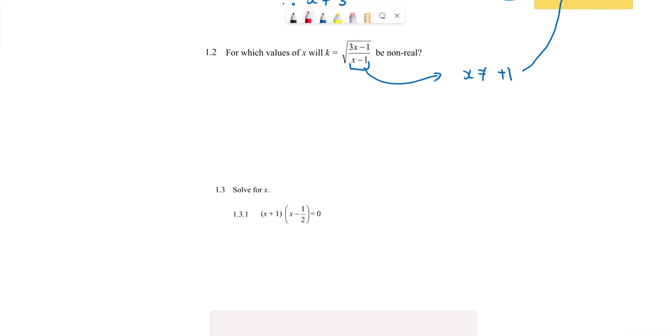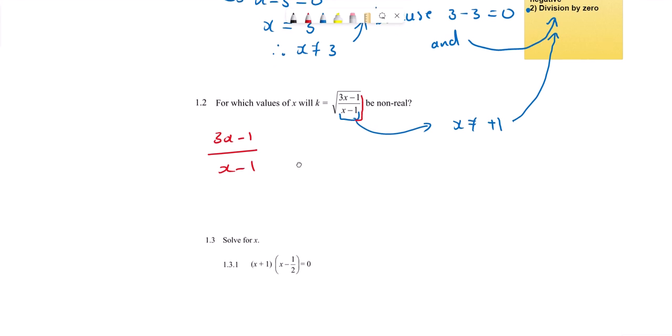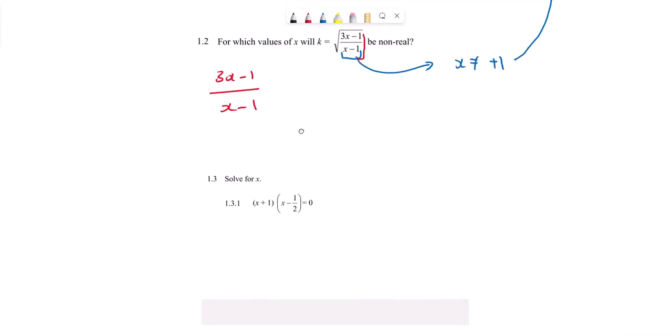So this expression here, let us take it, 3x minus 1 over x minus 1. Look at that expression, it's under a radical sign. And what did you say about the radical signs? The square root of a negative is not defined. So this must be greater than or equal to 0. Okay, so let's solve for x here.